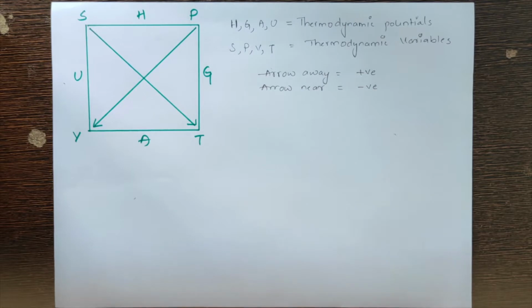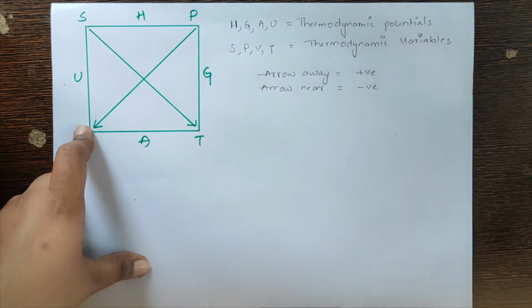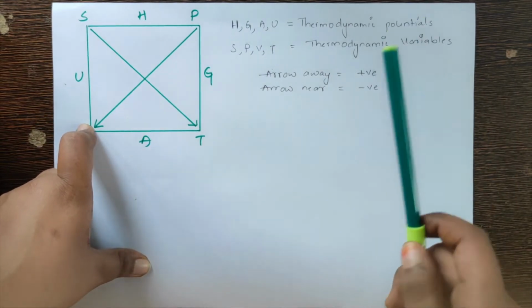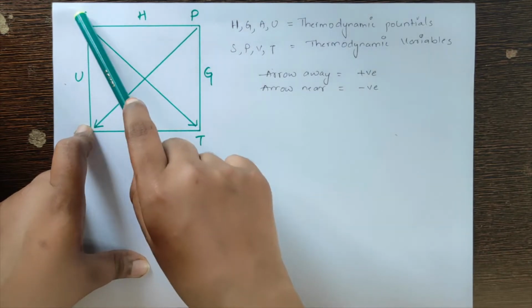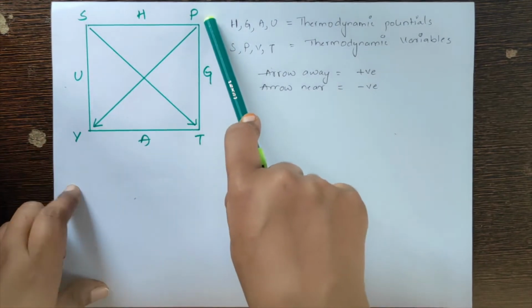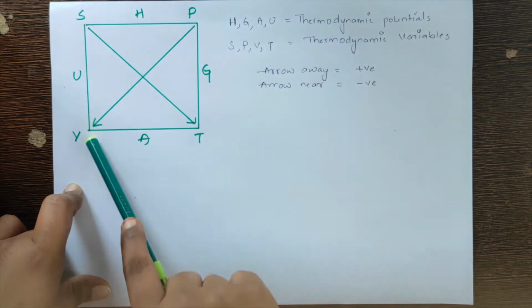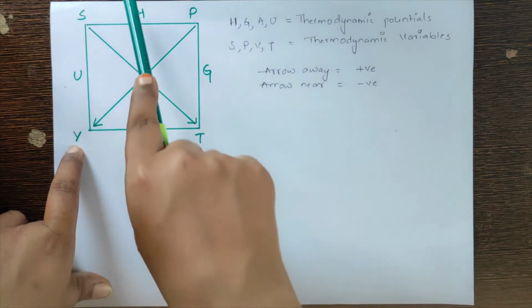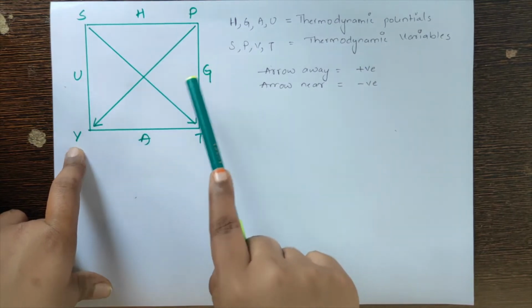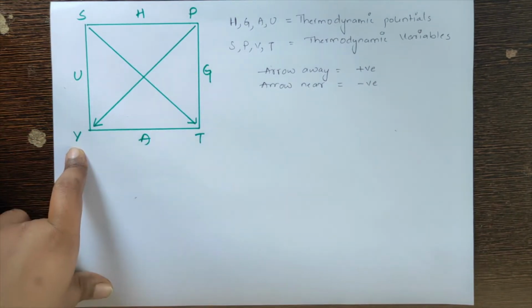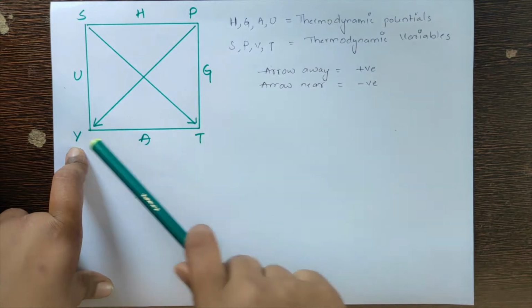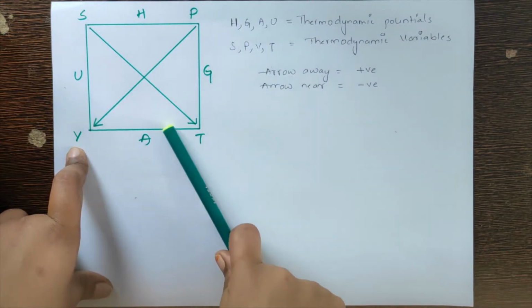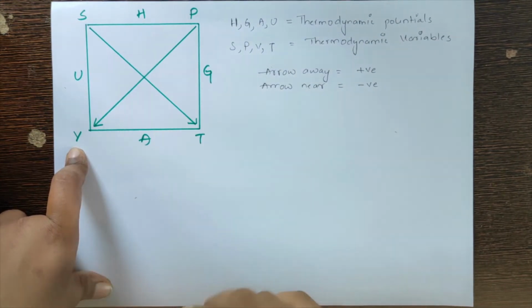Now using this Maxwell square, we will be deriving many Maxwell relations. Before that, you have to remember only this table. So here SPVT, Satya Prakash, very talented, and HGAU, Hey God AU. You can have your own trick to remember this table itself, and only with this table we can derive many Maxwell relations.